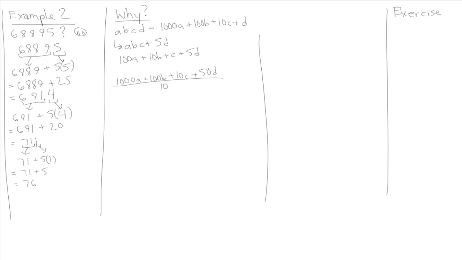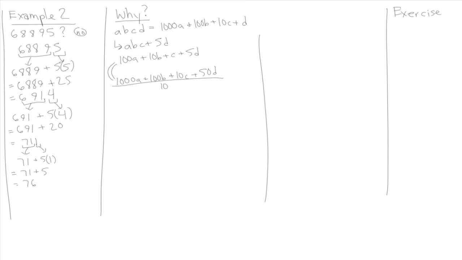Right, and note that this is equal to what I had just written above. When I divide by 10, I divide each of the coefficients by 10. 1000 becomes 100, 100 becomes 10, 10 becomes 1, 50 becomes 5. So what I just wrote down is equivalent to ABC plus 5D, but seeing it this way allows us to understand why what we did works.